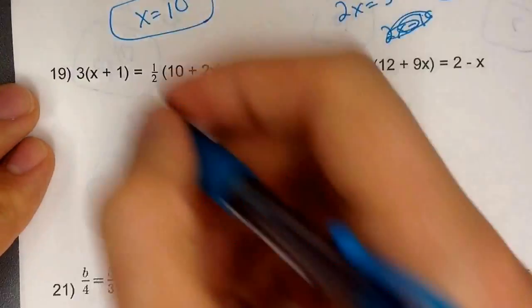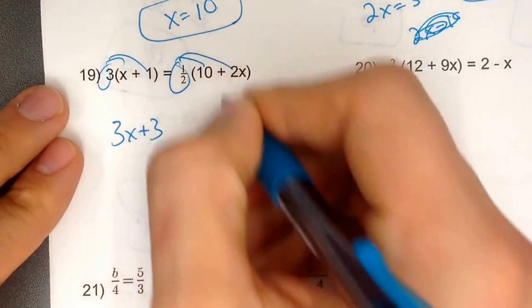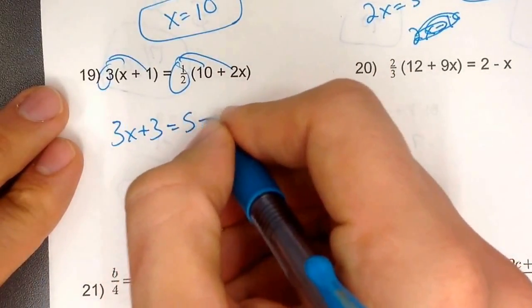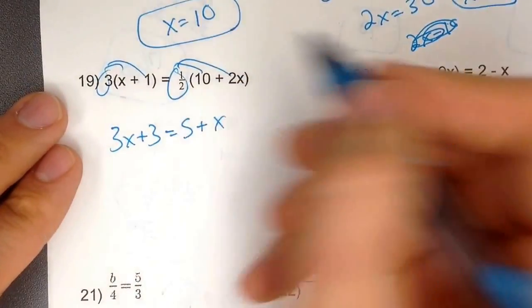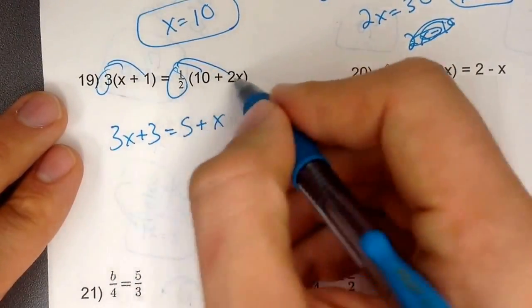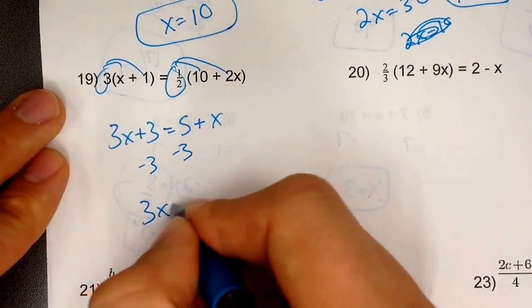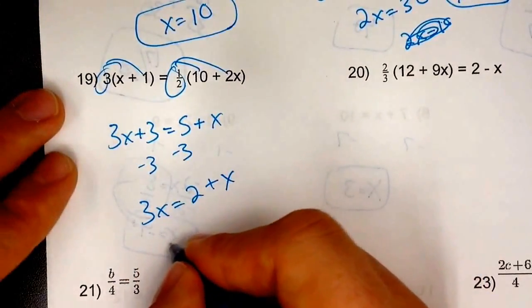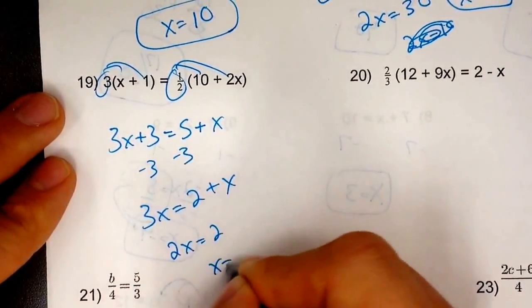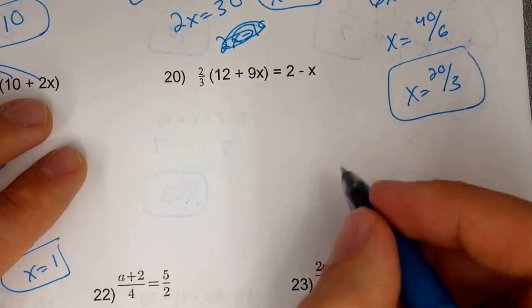On this one, I'm going to distribute the 3. That gives me 3x plus 3. I'm going to distribute the 1/2. That gives me 5 plus x. Again, 10 divided by 2 is 5 times 1 is 5. 2x divided by 2 is x times 1 is x. And at that point, I'm just massaging this equation down. 2 plus x, subtract the x. 2x equal to 2, x equal to 1. Done with that one.